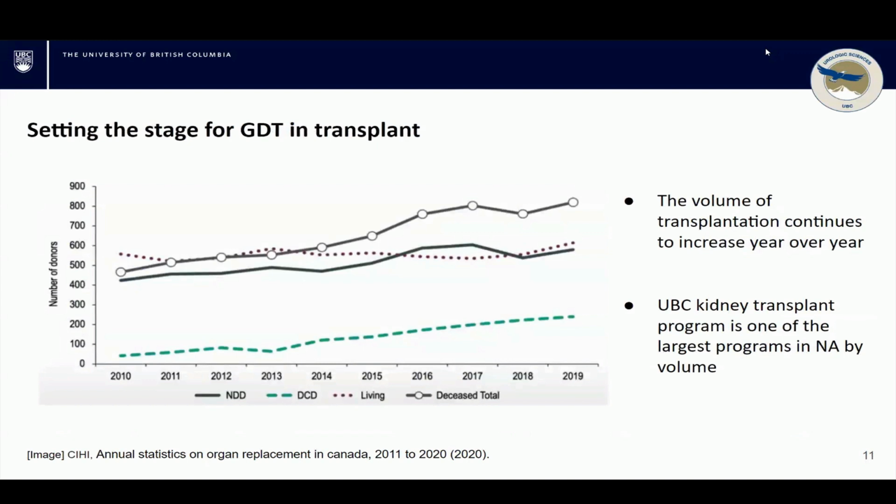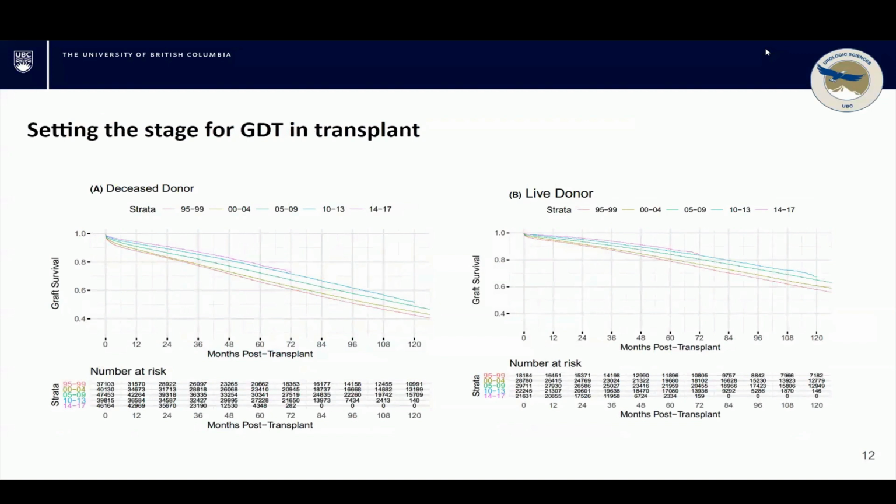Of course, this is relevant because we're continuing to do more and more transplant operations year over year. UBC's kidney transplant program remains one of the largest in North America by volume. In terms of overall outcomes, we're doing a very good job.